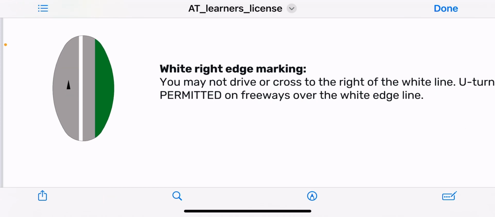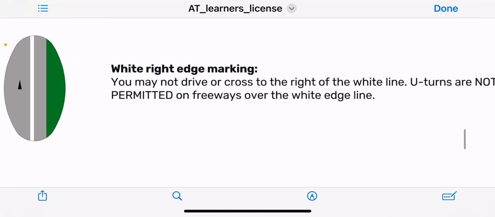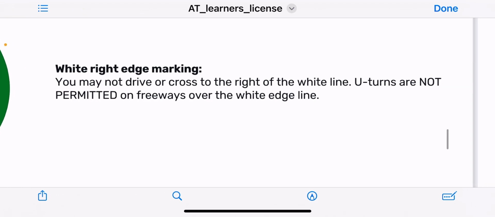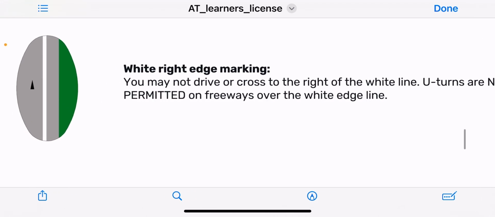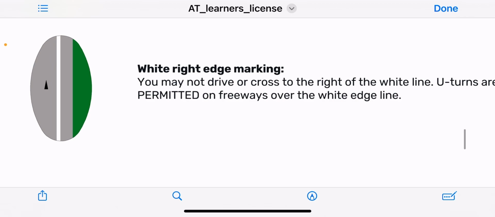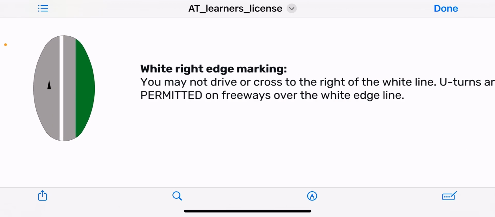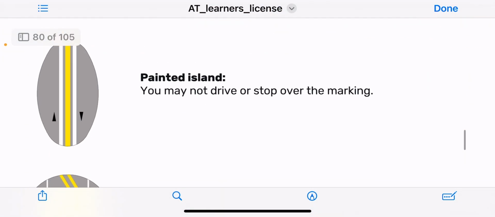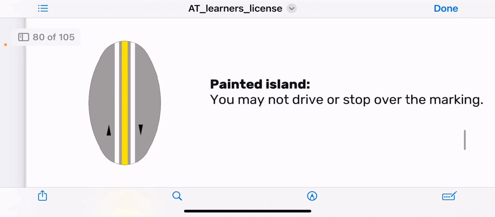The white right edge works the same as the yellow line. You may not drive on or cross the white line. U-turns are not permitted on freeways over the white edge. U-turn, freeway. Fork. And then moving on to this painted island.